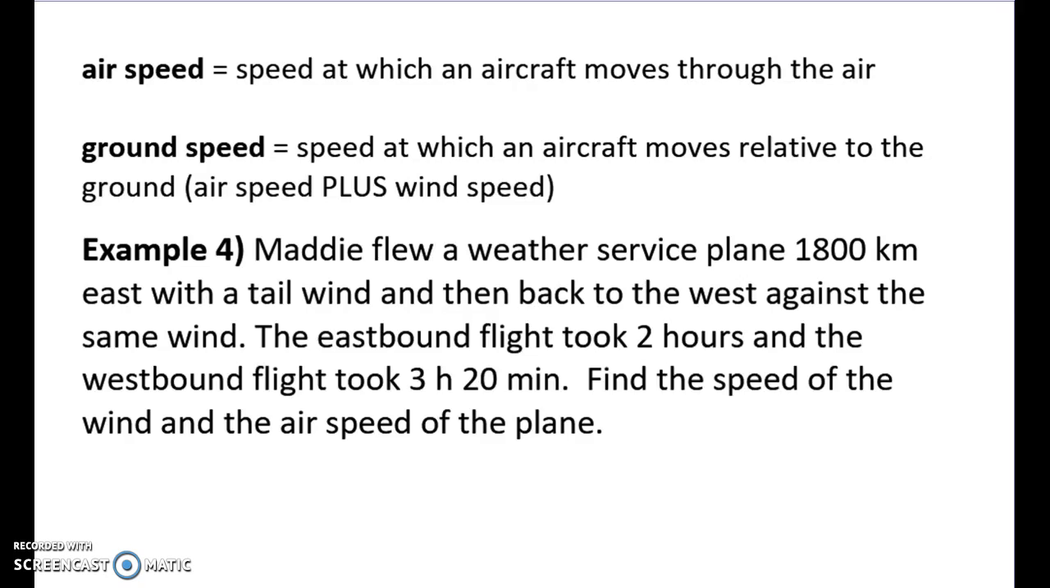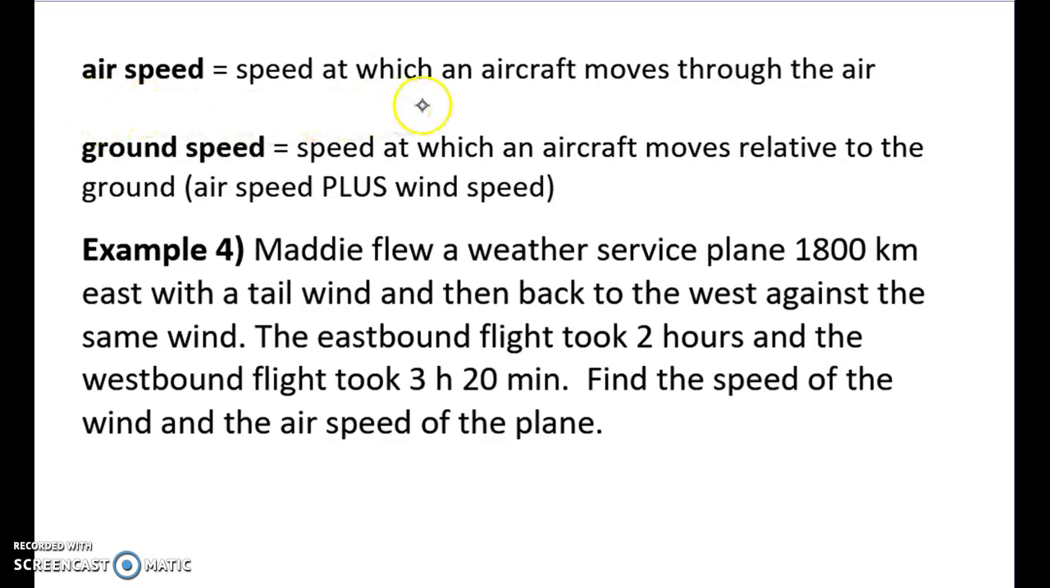Now let's take a look at example 4. So example 4 is really a distance, rate, and time problem. We've just got some extra stuff going on here. They say Maddie flew a weather service plane 1,800 kilometers east with a tailwind and then back to the west against the same wind. The eastbound flight took 2 hours and the westbound flight took 3 hours and 20 minutes. Find the speed of the wind and the airspeed of the plane.